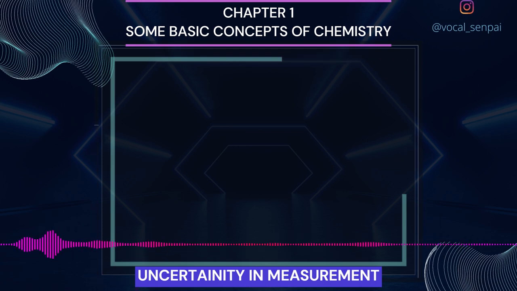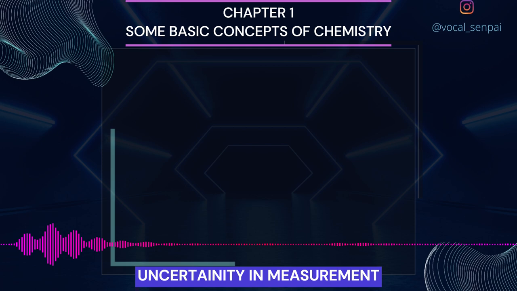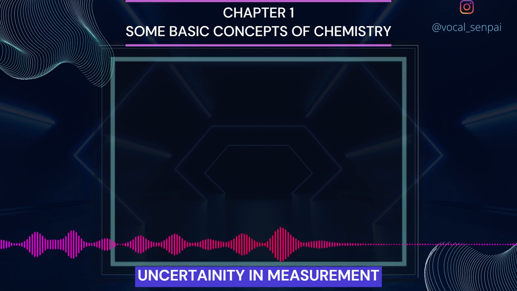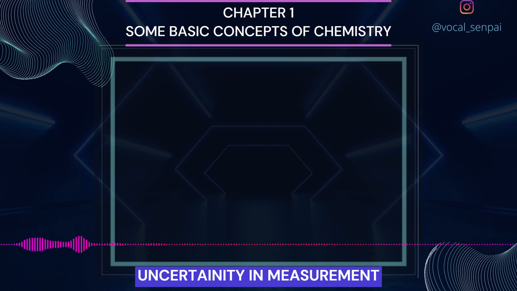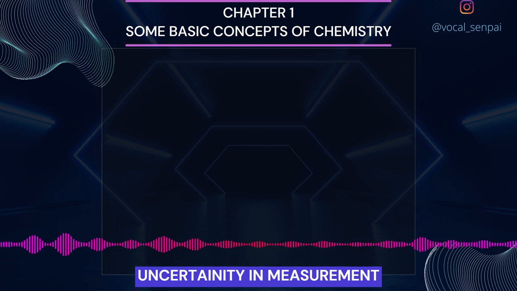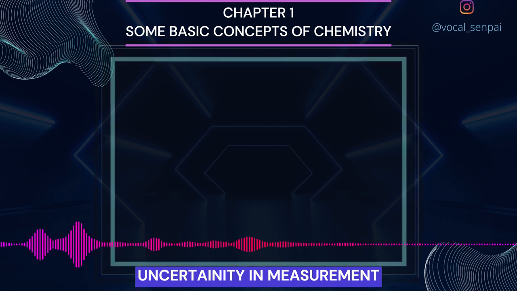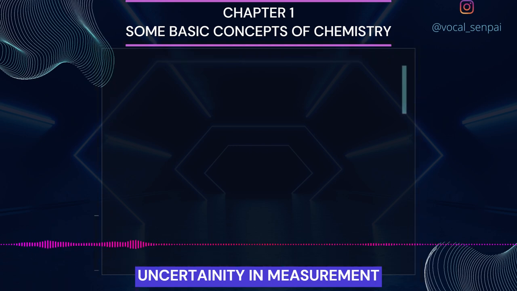Such numbers are better represented in scientific notation. We can express the number 100 as 1 times 10^2 for 1 significant figure, 1.0 times 10^2 for 2 significant figures and 1.00 times 10^2 for 3 significant figures.